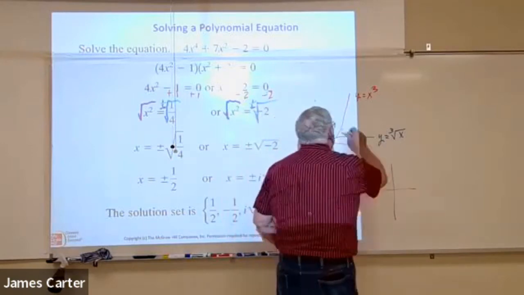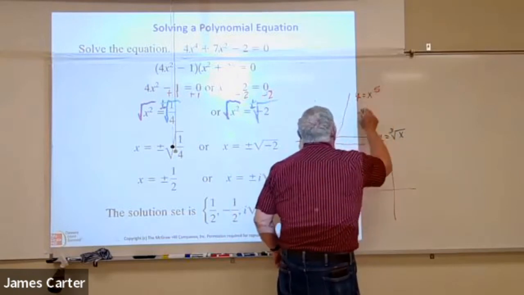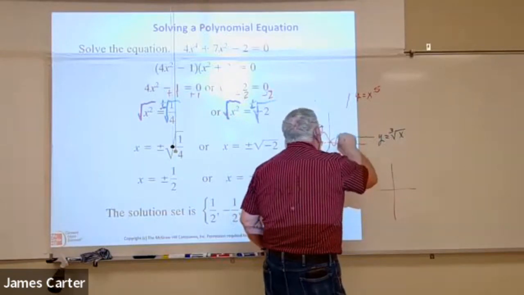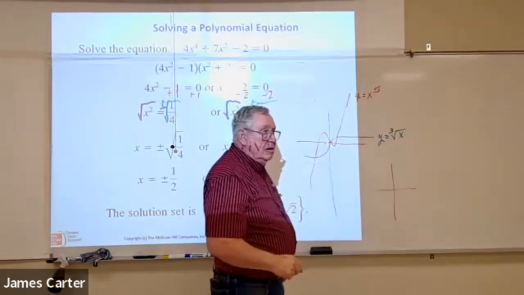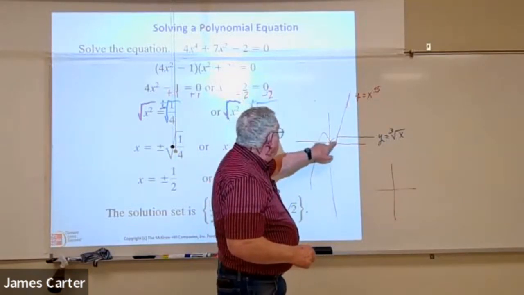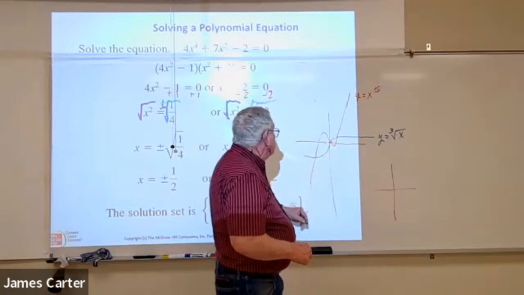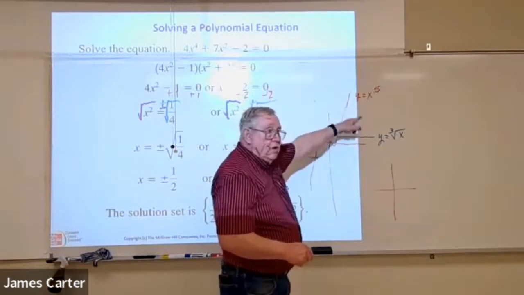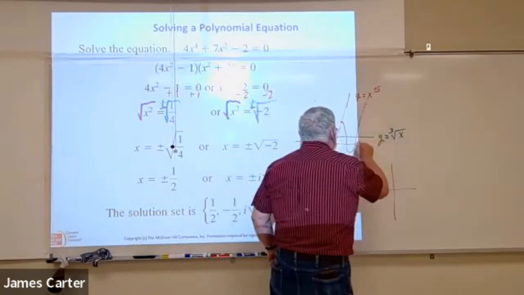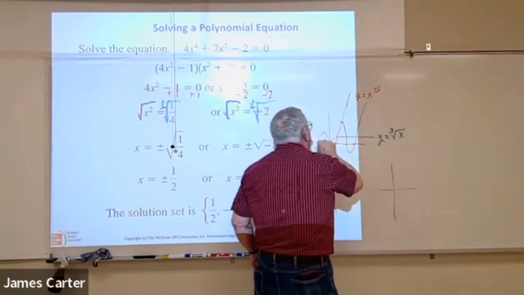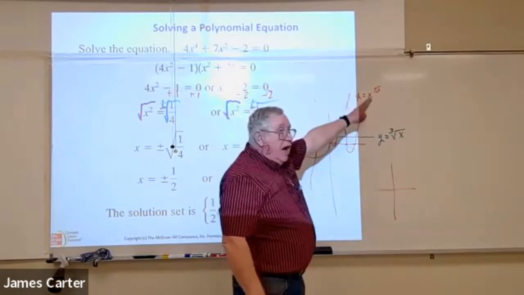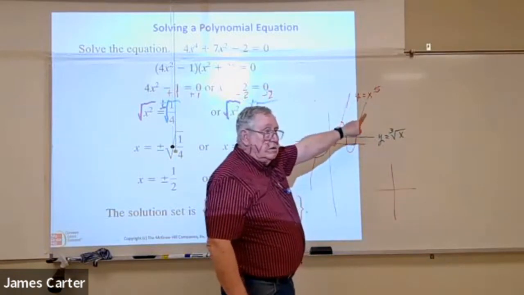A 5th degree one might look more like this with an extra bump in it. 1, 2, 3. In that case, you could even have another one beyond that. You could even have 4, 5. 1, 2, 3, 4, 5 if it were a 5th degree equation. But the rule about low to high for odds still works.